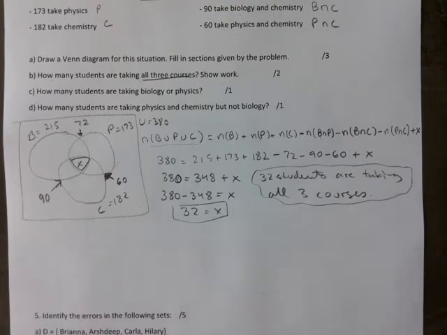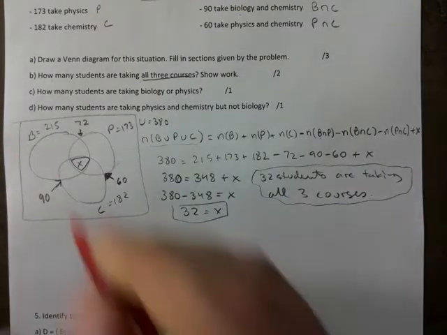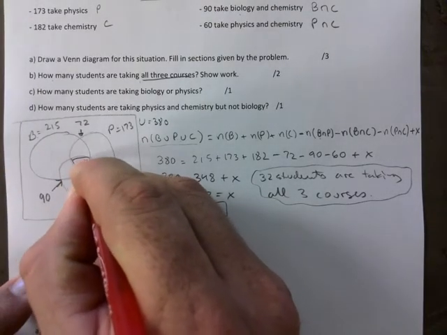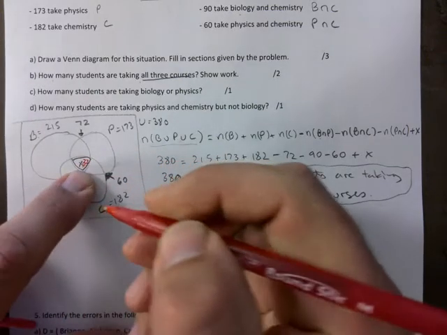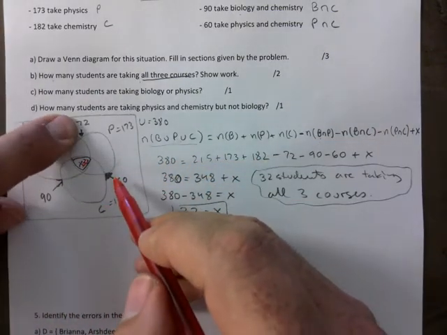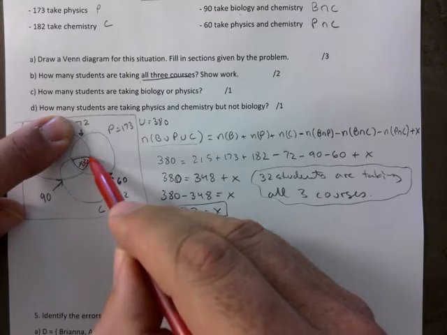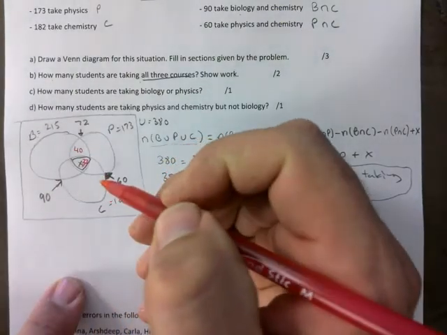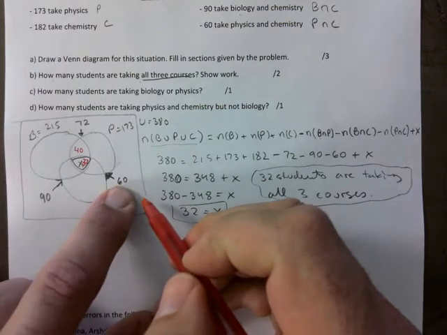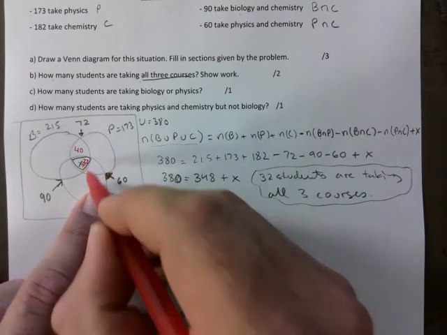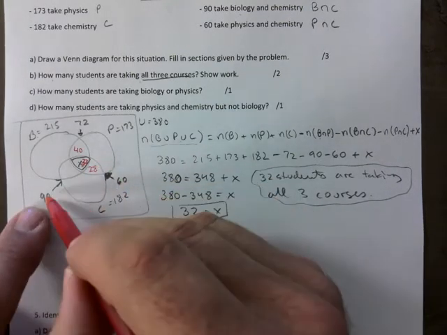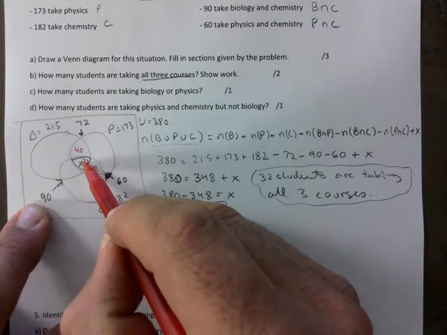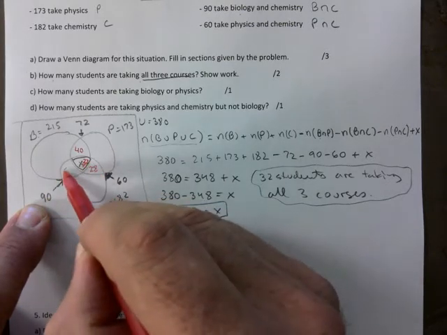And now you can take that 32 and place it in here and start filling in the rest. Let's do that together, okay? So 72, this whole thing is 72 minus 32, that would give you 40, correct? 60 minus 32, we're left with 28. 90 minus 30 would be 60, right? Minus another 2 is 58.